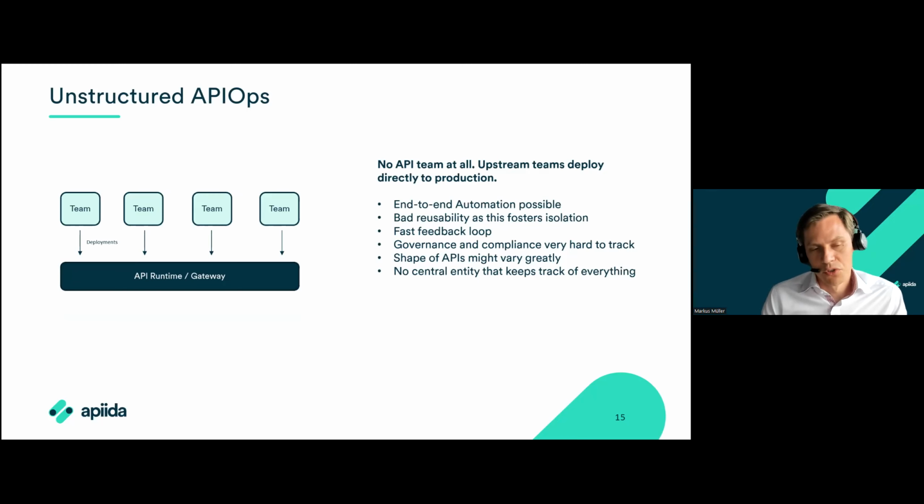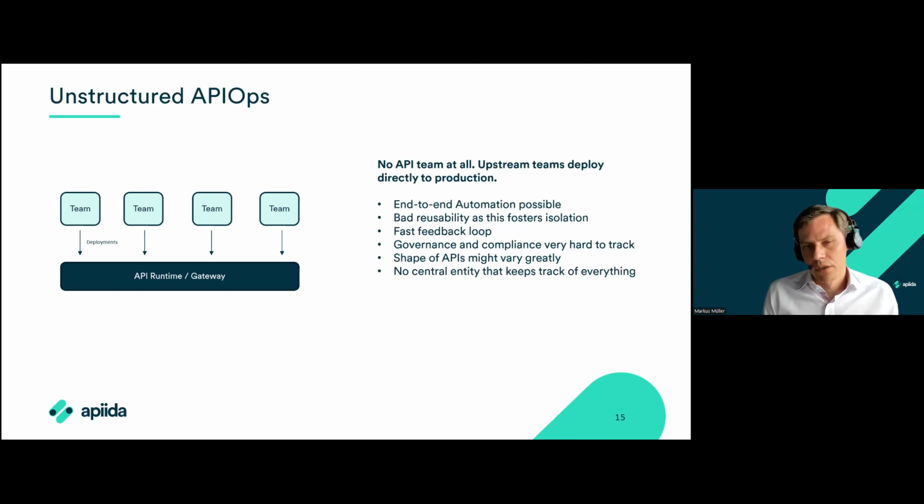However, usually each team comes up with a slightly different process with slightly different definitions. And that means that this will hamper your reusability, right? Because it fosters isolation. Every team is trying to optimize for itself. So you have a whole lot of local optimizations, but not a global one. However, you get a very fast feedback loop because it's basically only limited by the team itself.